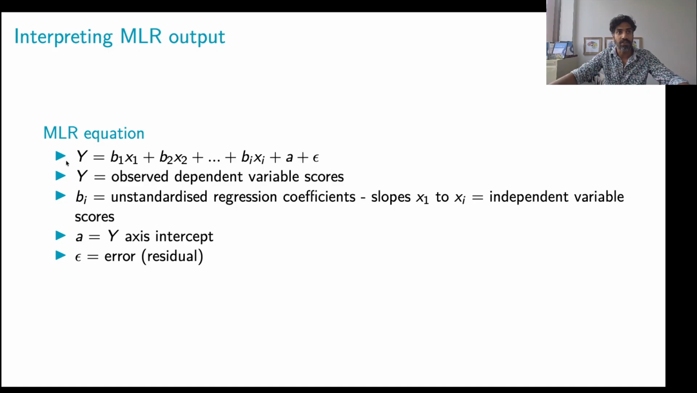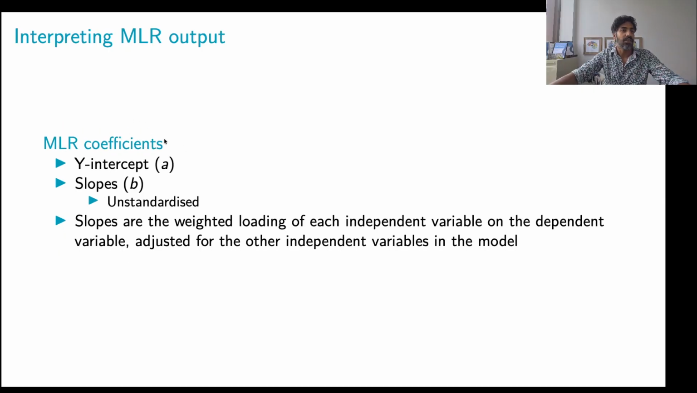So that's the multiple linear regression model, whereas the normal regression model that we had did not have this B2 to Bi. It was just B with your y-intercept and the error. So again, the y-intercept is A, so A is where the line crosses the y-axis when x is equal to 0. Slope is B, so this is unstandardized slope, and slopes are the weighted loading of each independent variable on the dependent variable adjusted for the other independent variables in the model.